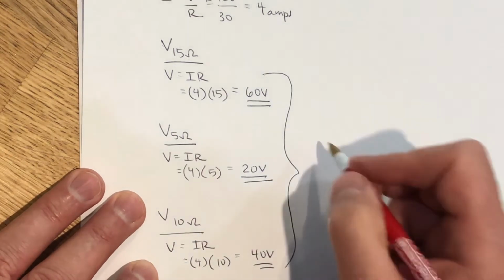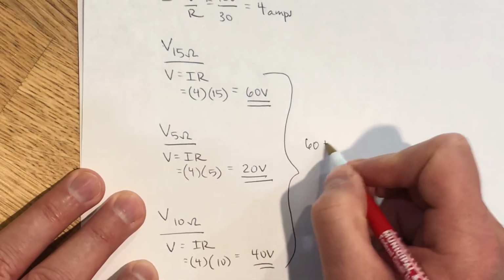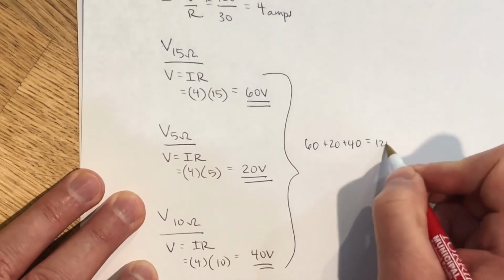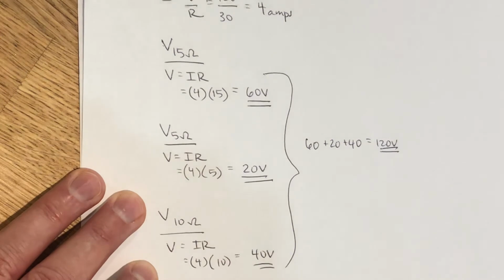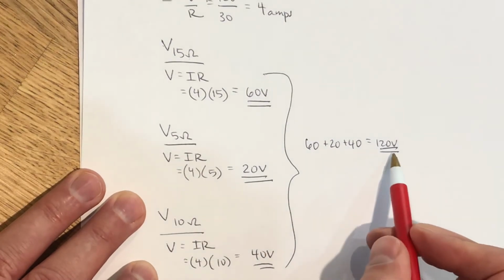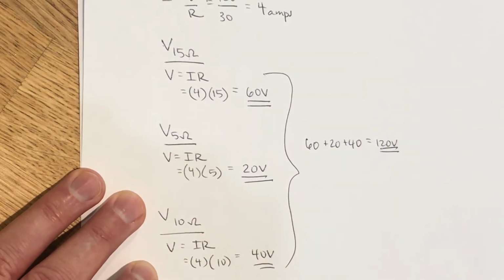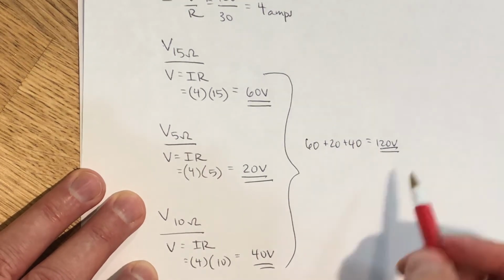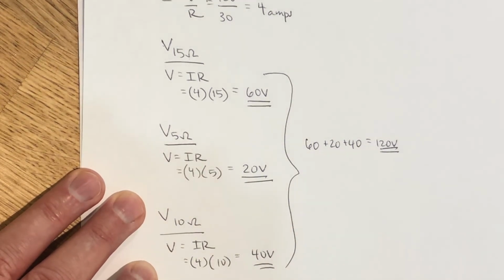So if we add up these voltage drops, 60 plus 20 plus 40, that gives us 120 volts. So that's the exact amount of electric potential energy that we started with. The wall outlet provided 120 volts of electric potential energy. Well, collectively, that's how much was consumed by the circuit. So that's consistent with the law of conservation of energy.